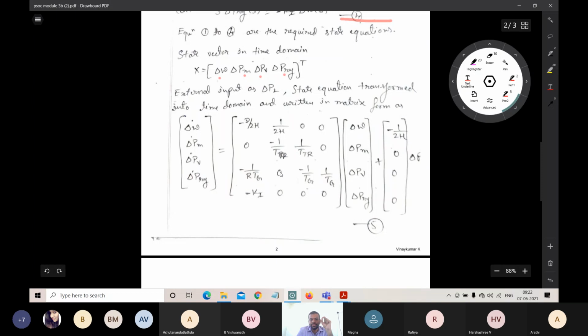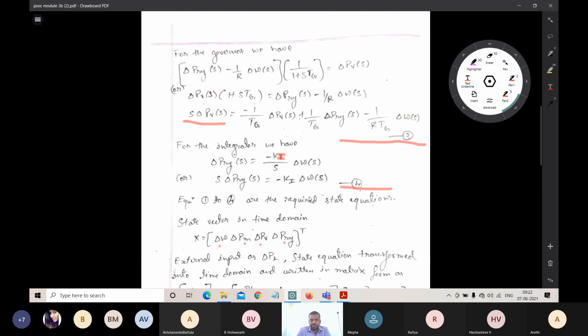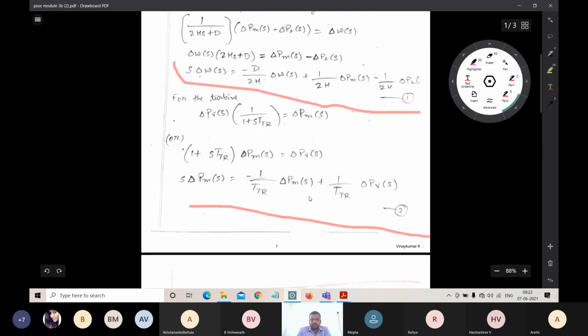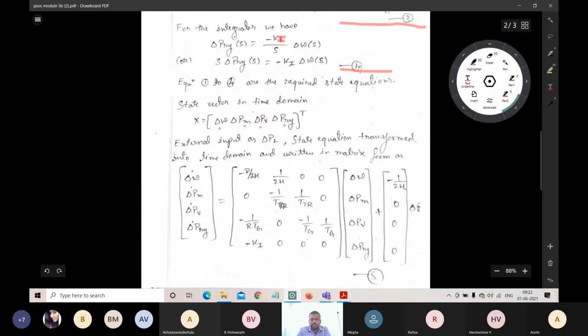So how did we get this? We got this from our equations 1, 2, 3 and 4. I will show you one equation. Just consider equation 1: s delta omega of s is equal to minus d by 2h into delta omega of s. So delta omega dot is equal to minus d by 2h into delta omega.